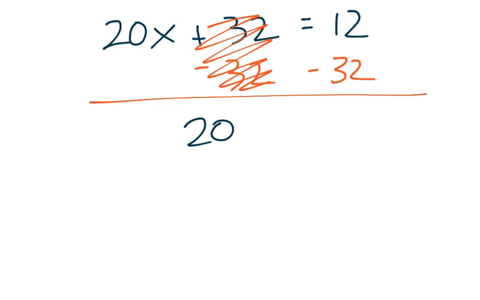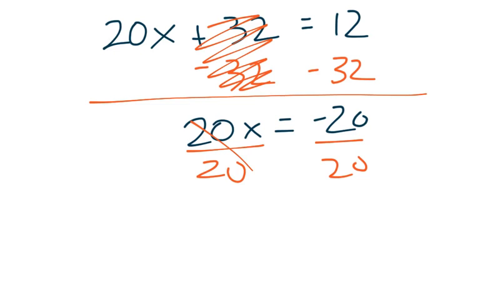And we got 20x equals negative 20. And then we divide by 20, and we get that x is -1. And now that we know that x is -1, we're right back to where we were when we did elimination. Now we know one of the variables, and we're going to use it to solve for the second variable.